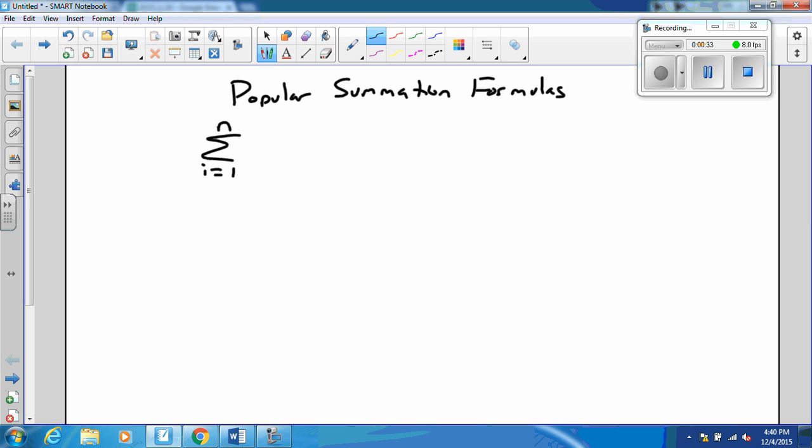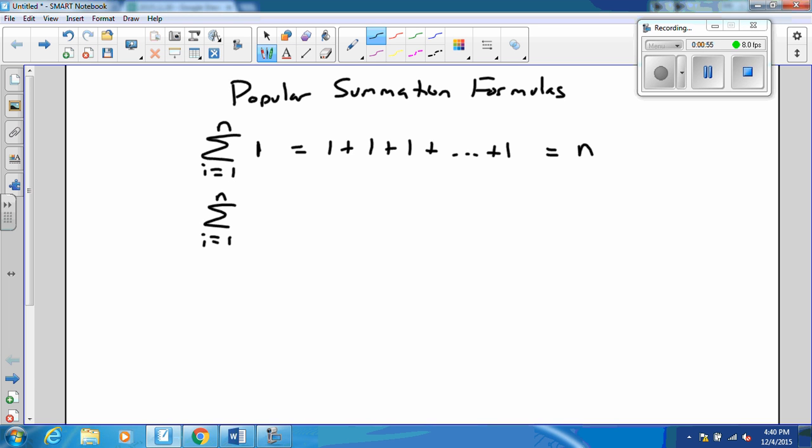I'm going to sum up from i equals 1 to n, and the first thing we might just add is 1. If I add 1 to itself n times, what do you think I'm going to get? Yep, you guessed it. I'm going to get n times 1, because that's really what multiplication is.